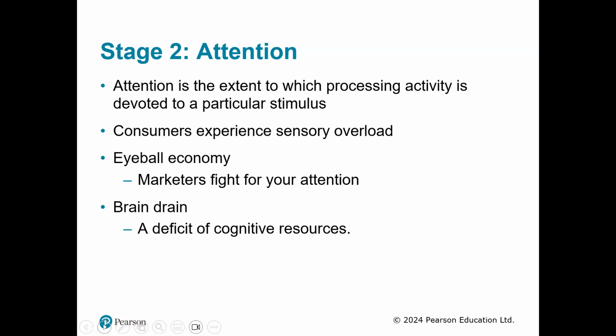Because the brain's capacity to process information is limited, consumers are selective about what they pay attention to. The process of perceptual selection means that people attend to only a small portion of the stimuli to which they are exposed. Consumers pick and choose among stimuli to avoid being overwhelmed.